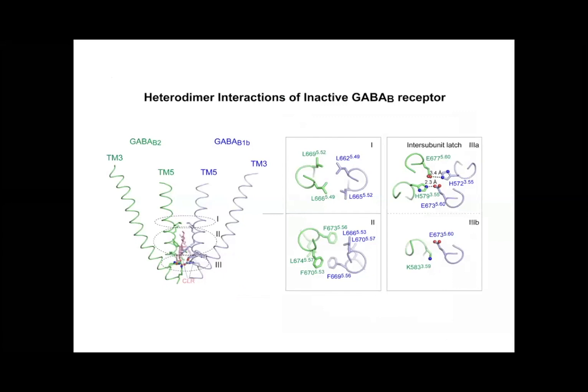This slide shows that the direct heterodimer contacts can be divided into 3 layers along the helical path of TM5. The interactions in the top 2 layers are hydrophobic contacts formed by leucine and phenylalanine residues of the TM5 helices. At the bottom layer, however, we observed a unique set of interactions mediated by a quartet of charged residues. They're from the TM5 and TM3 helices of both subunits. We named this feature the inter-subunit latch for joining 2 subunits of the heterodimeric receptor.